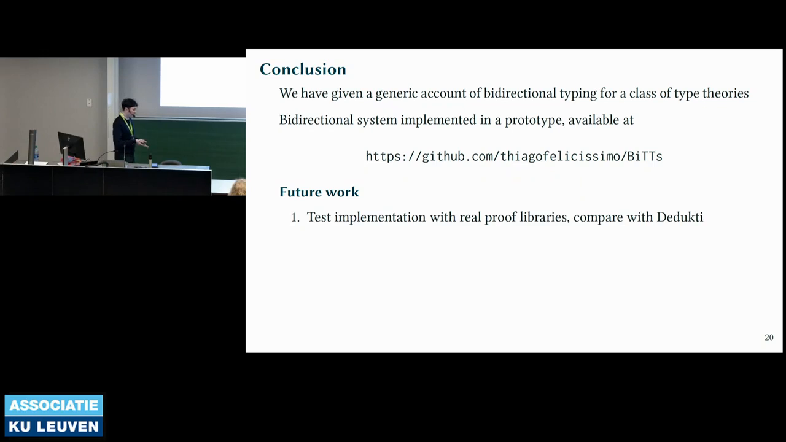So I mentioned that I expect that the fact that this yields a theory-independent type checker, which allows you to omit the annotations, should yield better performances compared to, for instance, Dedukti. So yeah, I still need to check this practically with real proof libraries to see the real performance gains. But I think that this is, like I mentioned, a good candidate for a theory-independent proof checker.